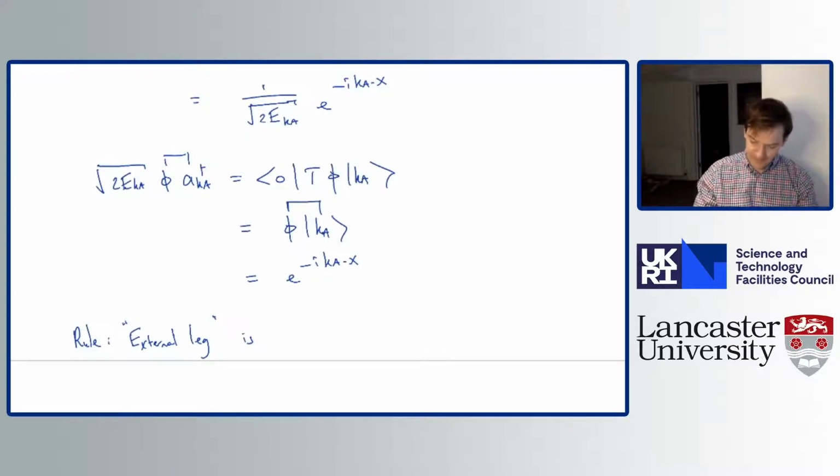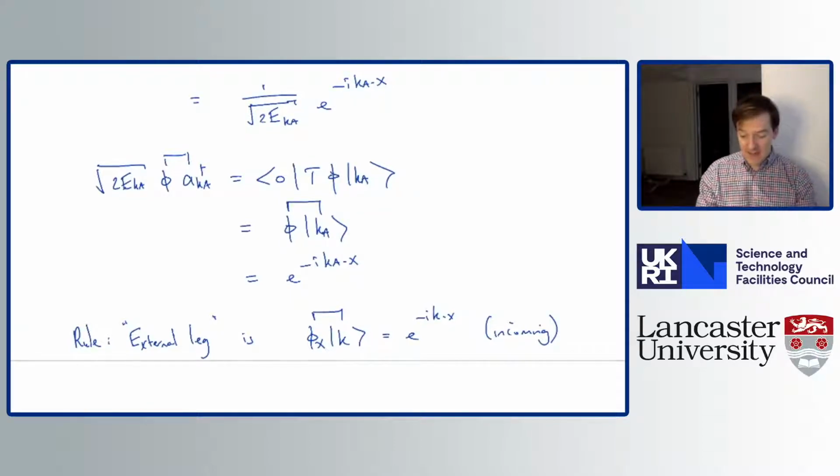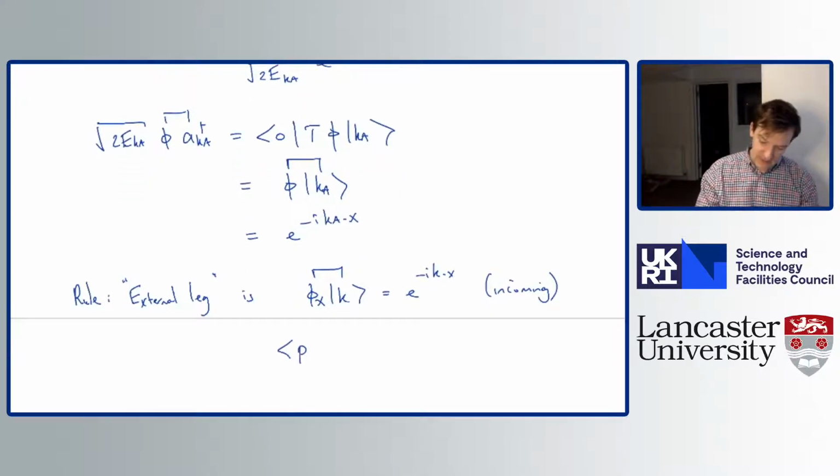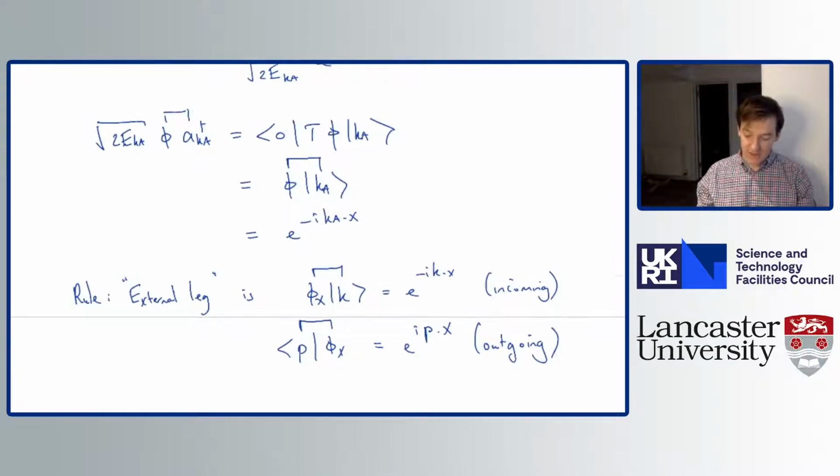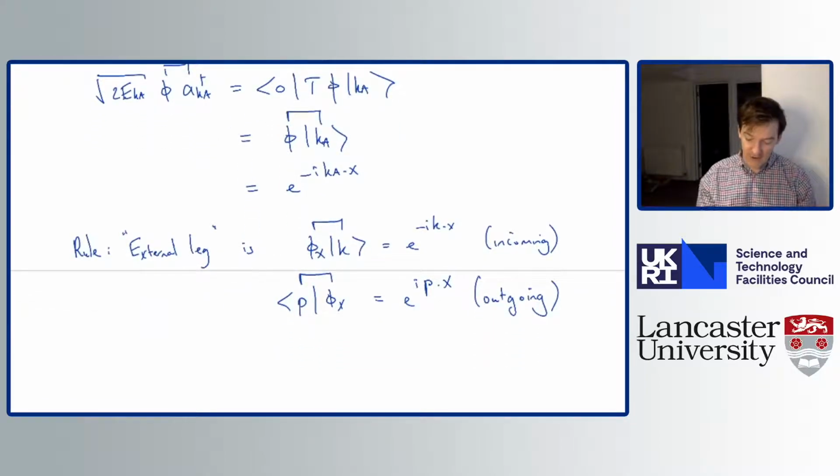This external leg, there's two ways we're going to write it. So if it's contracted with an initial state, so we call this an incoming state, you get an e to the minus ikx factor. And if we do the conjugate version, this version, we'll get an e to the I p dot x. And this is an example of an outgoing external leg state. Okay, so that's mathematically what's going on. And the way we can represent it as a diagram is with straight lines.